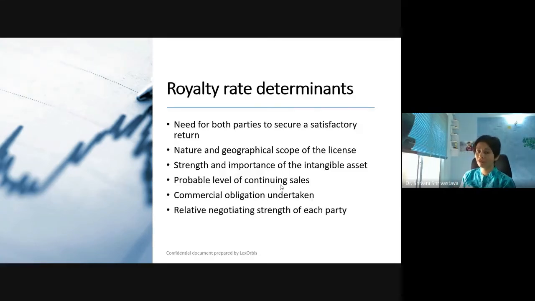And the main important feature is which party is very good at negotiating terms. Whoever has good negotiating skills will be able to negotiate well, and accordingly the royalty rate can be defined.